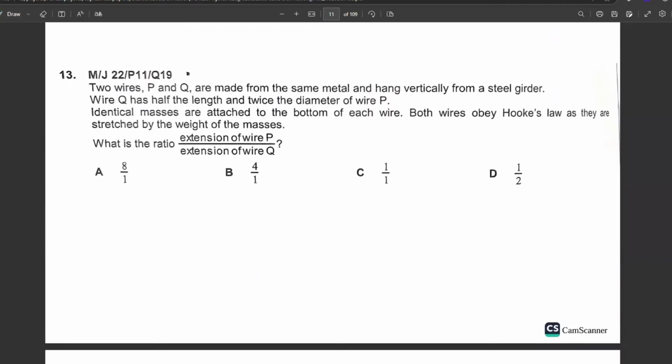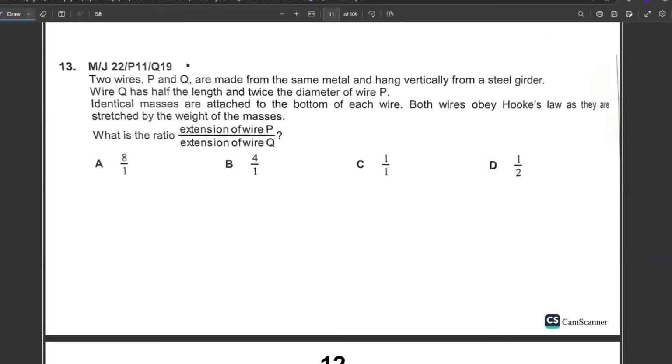Let's further move ahead. Okay, let's see. These two wires P and Q are made from same metal. What does this signify? Same metal. This means they will have the same Young's modulus. Okay, and hang vertically from a steel girder. Wire Q has half the length and twice the diameter of P. Identical masses are attached to the bottom of each wire. Both wires obey Hooke's law as they are stretched by weights of the masses. What is the ratio of extension of wire P divided by the extension of wire Q?